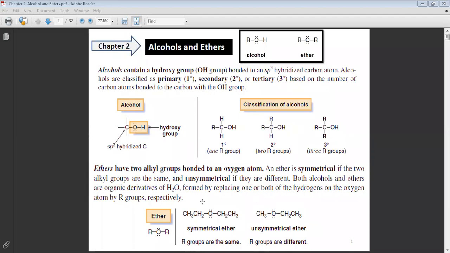It says both alcohol and ether are organic derivatives of H2O. Why? Because of the same thinking: we just replace the hydrogen with an alkyl group. For this reason they are derivatives of H2O, formed by replacing one or both of the hydrogens on the oxygen atom by an R group. That means if you take H2O and replace one hydrogen by an R group, it will give you an alcohol. Replace both of them by R groups, alkyl groups, and it gives you an ether.